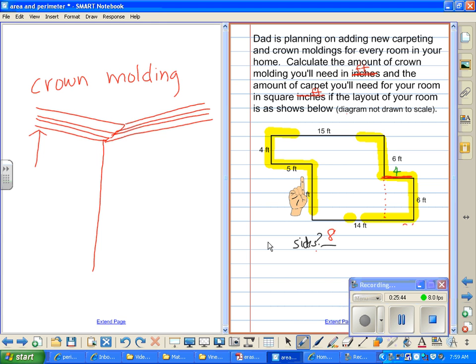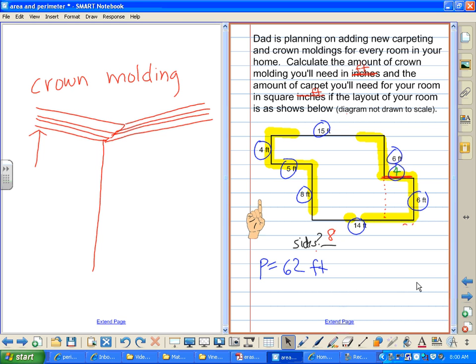I'm going to start with the 15 plus the 14 makes it a 29. 39. 39 plus 6 is a 45. 45, that makes it a 50. 54. And then the 8 that we add, that's a 62. The perimeter is 62 feet, which means that that's the amount of crown molding that I'm going to need. I need 62 feet of crown molding.